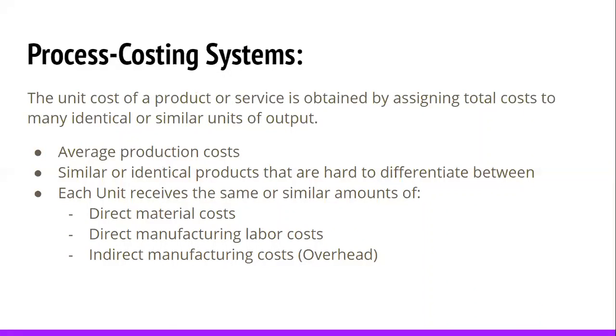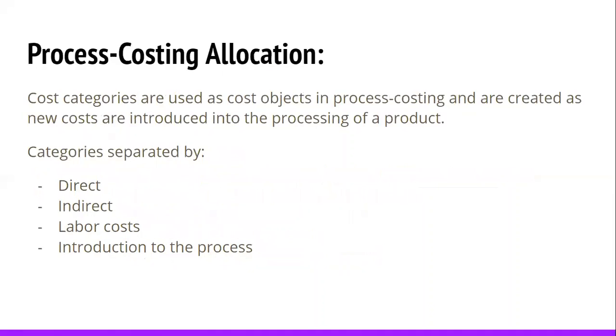Each unit receives the same or similar amounts of direct material costs, direct manufacturing labor costs, and indirect manufacturing costs. This can include the amount of direct materials, such as wood or lumber, used to create a product; direct manufacturing labor costs, the people and man hours that go into the production of a product; and indirect manufacturing costs, which is also considered overhead, the accumulation or cost pool of indirect costs associated with process costing.